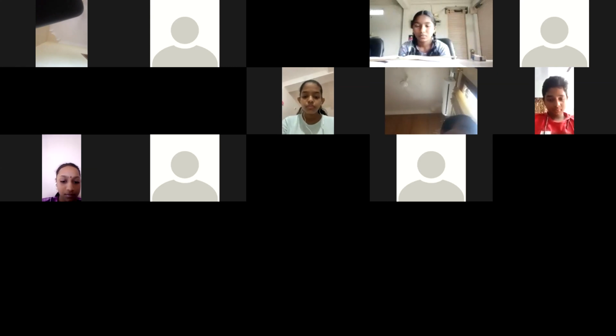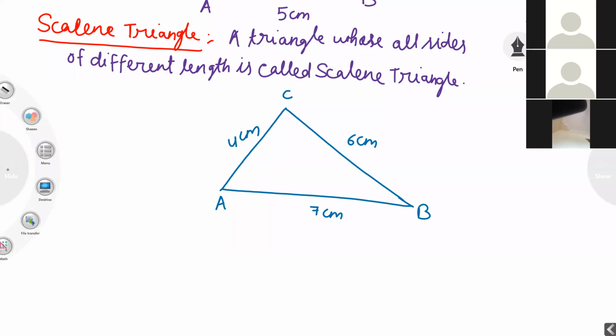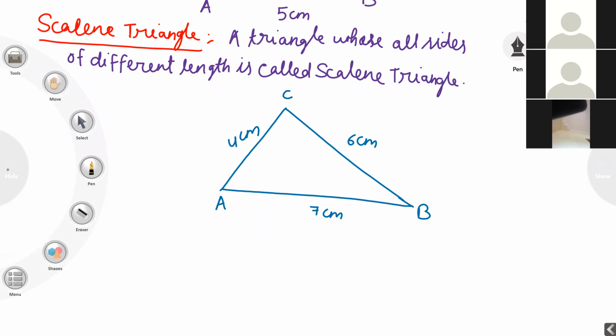Then what is the meaning of obtuse angle triangle? Whatever triangle they have given, at least one angle is greater than 90 degree, that is called obtuse angle triangle. A right angle triangle, already you know, if one angle is 90 degree, that is called right angle triangle. Now I am trying some figure here. Tell me students, is this acute angle or obtuse angle or right angle triangle?